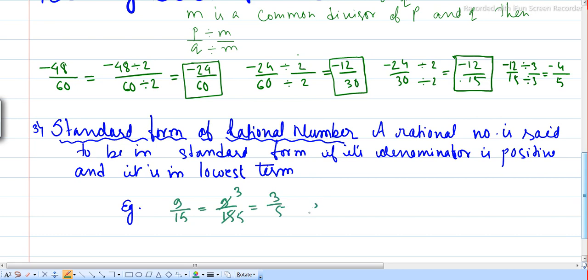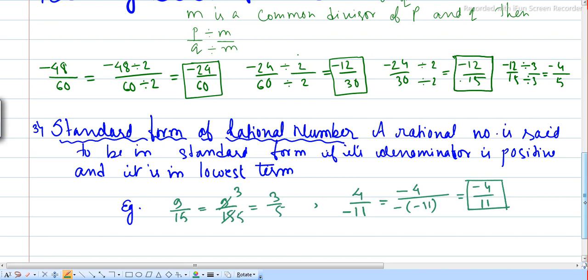Another example you take, see 4 by 11 minus 11. Now do you think this is in standard form? No, it is not in standard form, because here the denominator is negative. So what will we do to make it positive? We'll multiply both numerator and denominator by negative. So minus 4, and minus into minus 11, so it will be minus 4 by 11. Now this is the standard form. Okay.